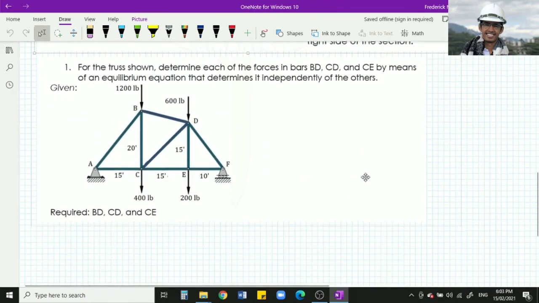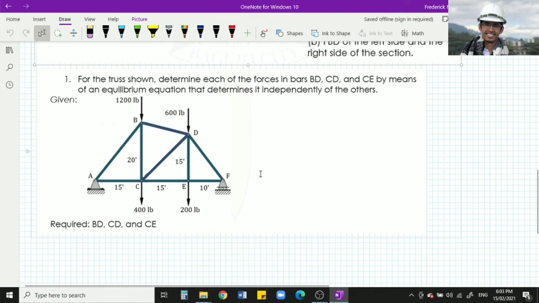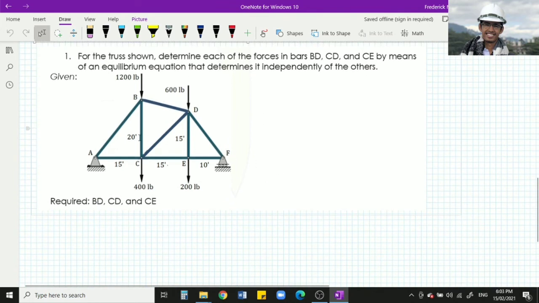So, example, itong ating problems. So, for the truss shown, determine each of the forces in bars BD, CD, and CE by means of an equilibrium equation that determines it independently of the others. So, ito yung example natin na truss. So, ang required natin is yung forces along BD, CD, and CE.